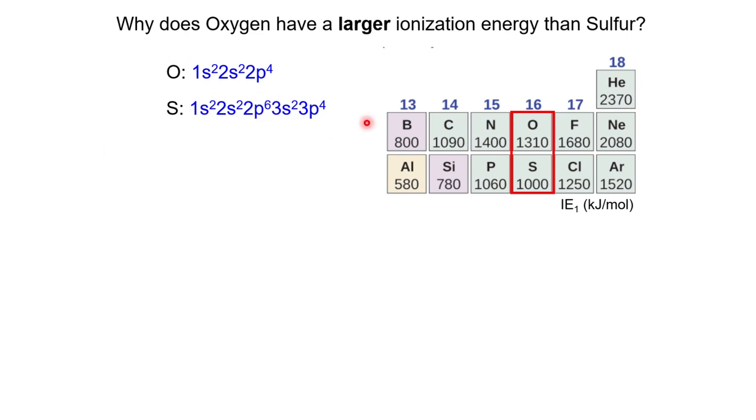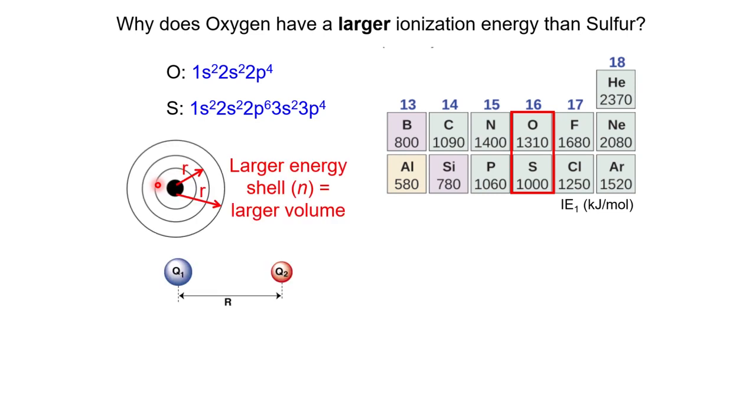And remember from Coulomb's law that the distance between 2 charges partially determines their attraction. So if these are separated by a large distance, then they aren't going to be as attracted to each other. And so it really comes down to the larger energy shell with the larger volume. And then as the radius increases, the ion attractions decrease, so it's easier to remove the electron. So the trend is that it gets easier as you go down the periodic table. And now remember, these are positive numbers, so as they get closer to 0, that's more favorable.